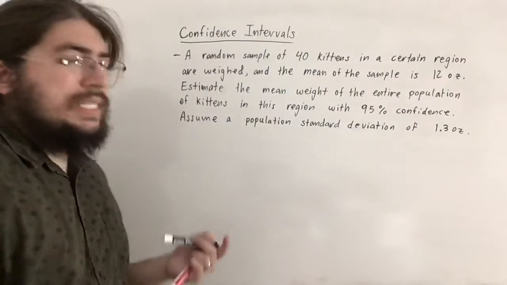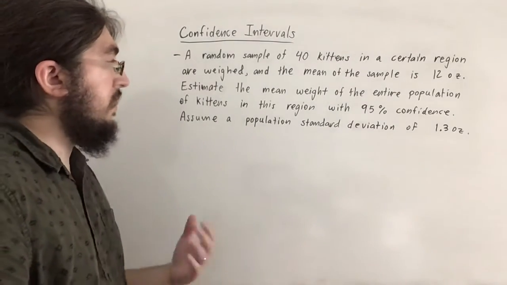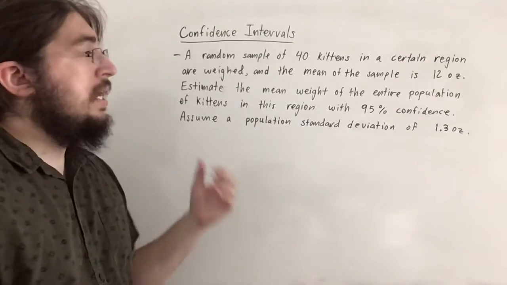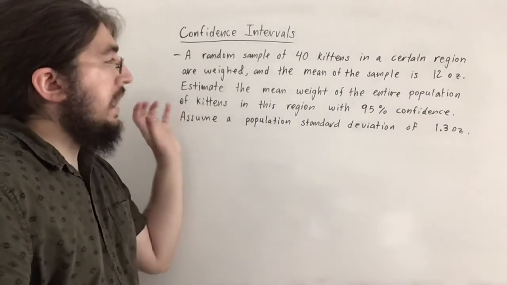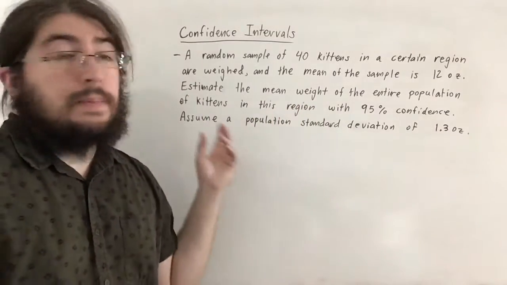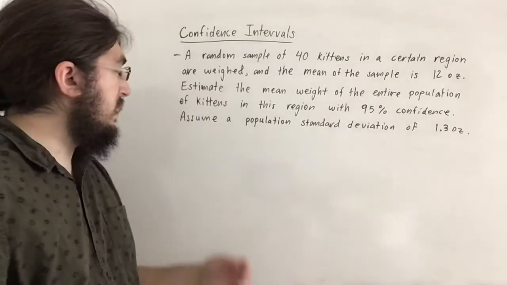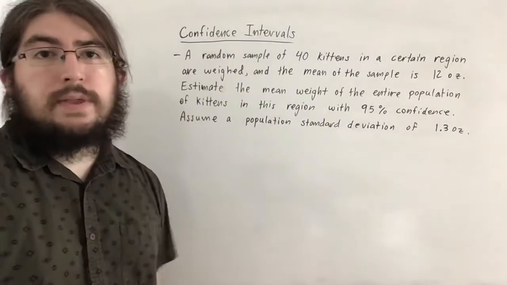Right, so this next example I think is a pretty good example of what I just discussed, so let's see if we can figure it out. It says a random sample of 40 kittens in a certain region are weighed, and the mean of the sample is 12 ounces. We are asked to estimate the mean weight of the entire population of kittens in this region with 95% confidence, and we are asked to assume a population standard deviation of 1.3 ounces.